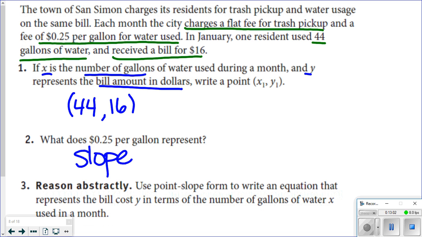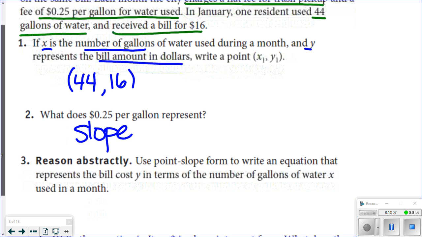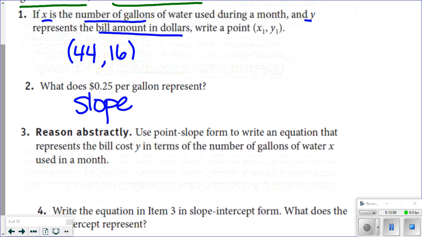Go ahead and answer question 3. Use point slope form. And if you don't remember what it is, you can turn your page back or write it at the top of this page. Point slope form to write an equation to represent the bill cost Y in terms of the number of gallons of water X used in a month.